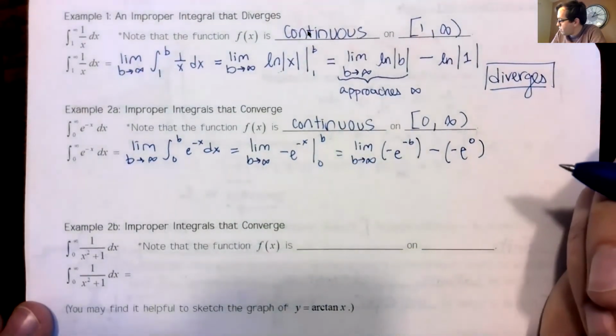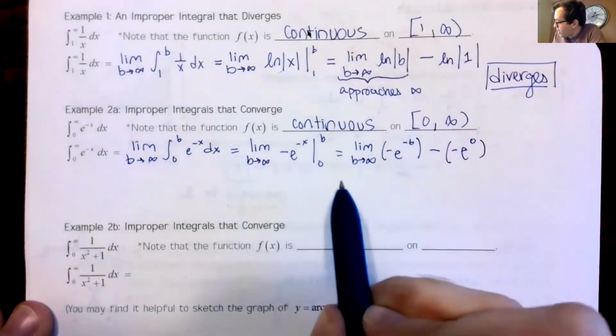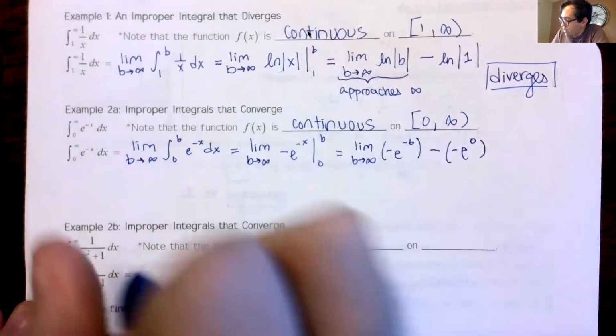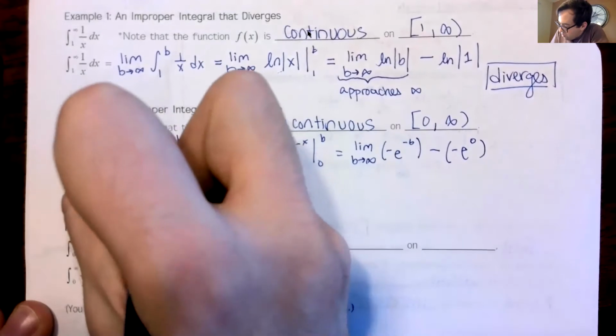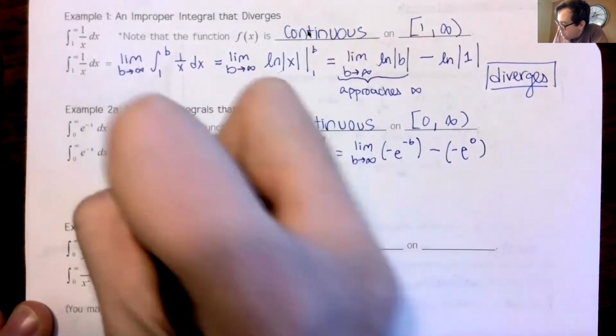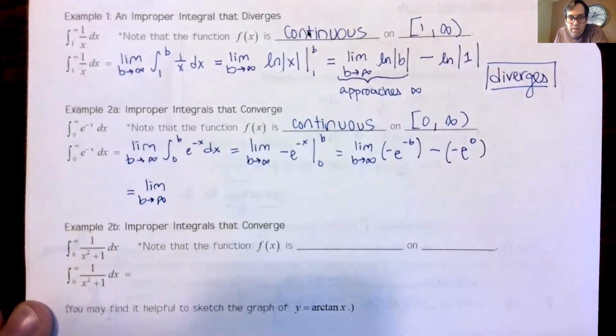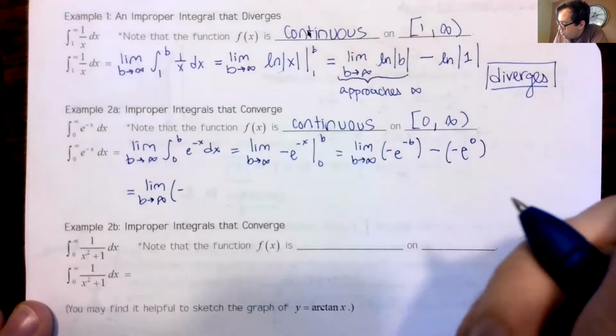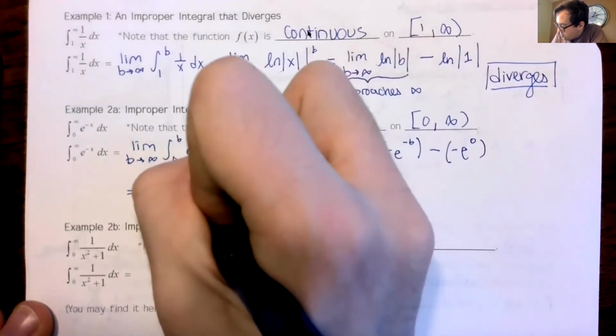All right, so let's keep going then. Negative e to the negative b. Well, negative b means I could flip this. So this is now going to be the limit as b approaches infinity of, what did we say? Negative 1 over e to the b.